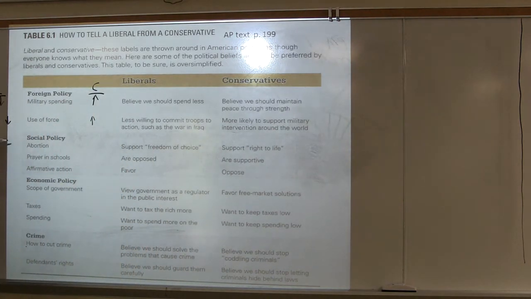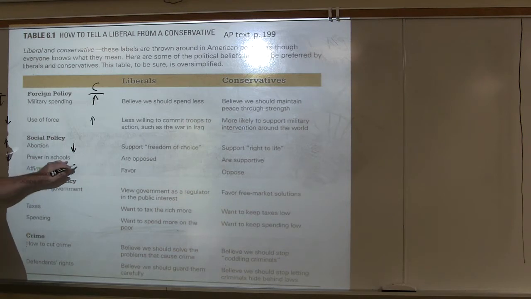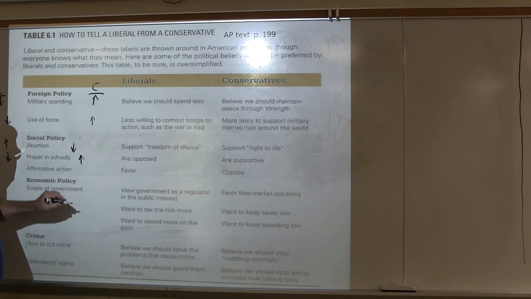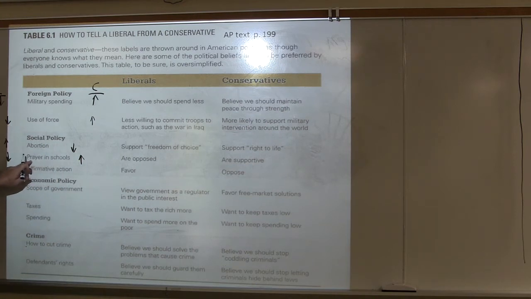Abortion. Liberals, yes. Conservatives, no. Pro-choice, pro-life, right? Prayer in schools, liberals, no. Separation of church and state. Prayer in schools, no. A more accommodationist approach. We're going to talk about that later. Conservative people believe in prayer in school. Affirmative action. What is affirmative action?